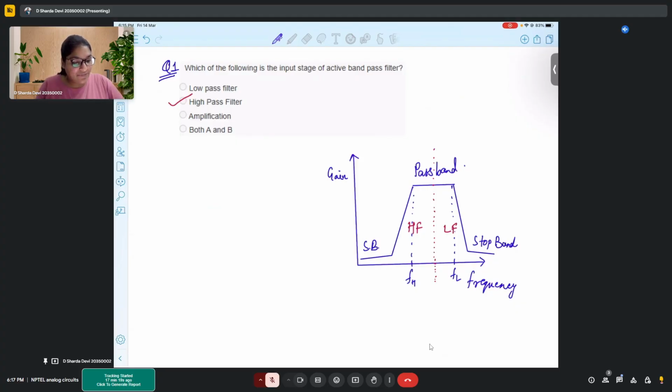But if I see from the frequency domain also, the first cutoff frequency that we encounter is that of the high pass filter. So simply we can say that we encounter high pass filtering behavior first, followed by low pass filtering behavior to obtain the band pass behavior. So this was the first problem.